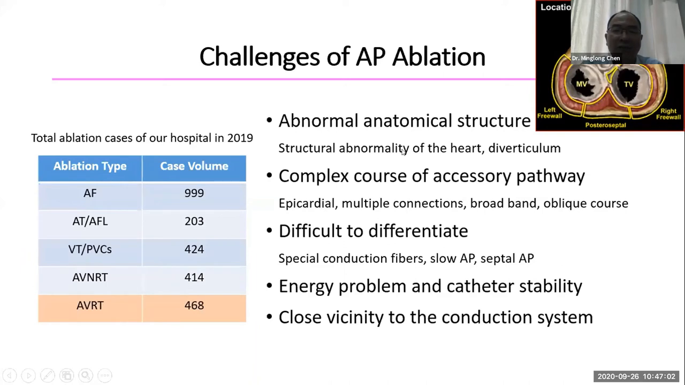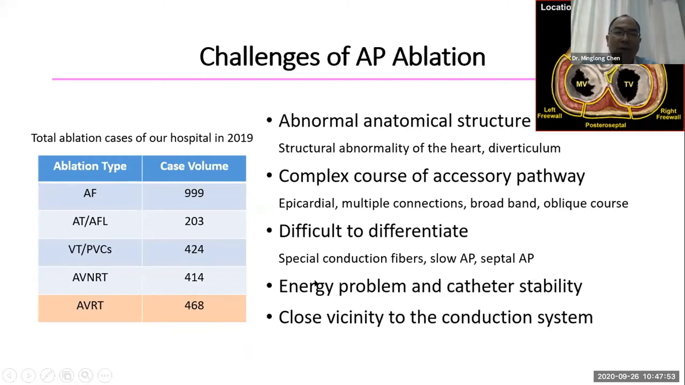These are the challenges for extra pathway ablation. Some of the cases have abnormal anatomical structure, and some of the extra pathway cases are very complex. They are either epicardial, multiple connections, or sometimes broadband or oblique. And they are difficult to differentiate, like Dr. Ching and Dr. Paul discussed two cases, very difficult. Sometimes it's tricky, it's hard to differentiate in a short time. These are special conduction fibers, slow extra pathways, or sometimes septal pathways very close to the His bundle. So you need to take some time to make the differentiation.